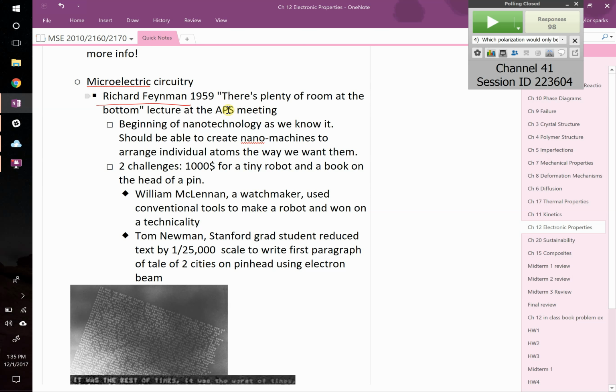And then he said, okay, I'll give you another $1,000. It's not a very good challenge, but that's what he did back then. If you can write the page of a book on the head of a pin, right? So how do you do that?